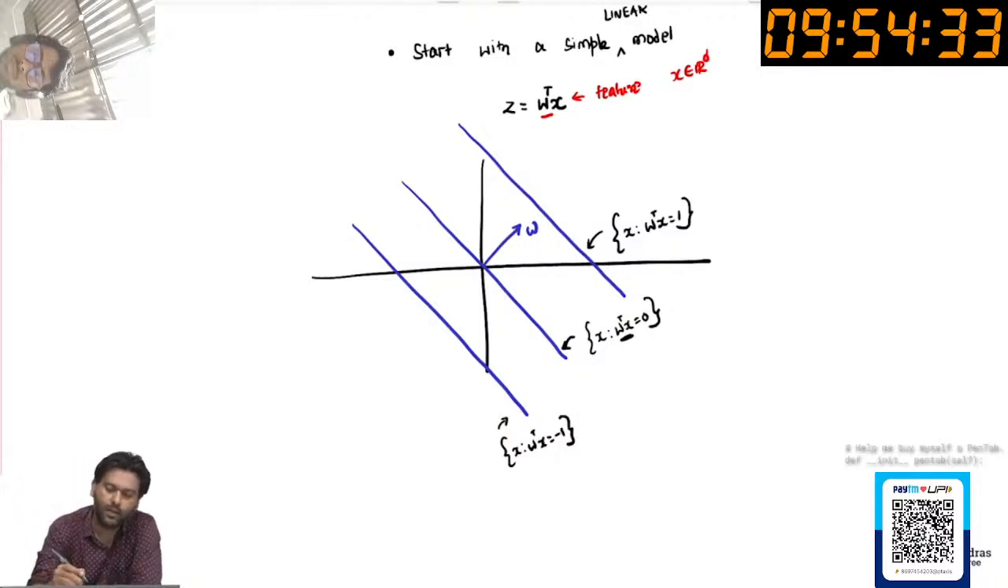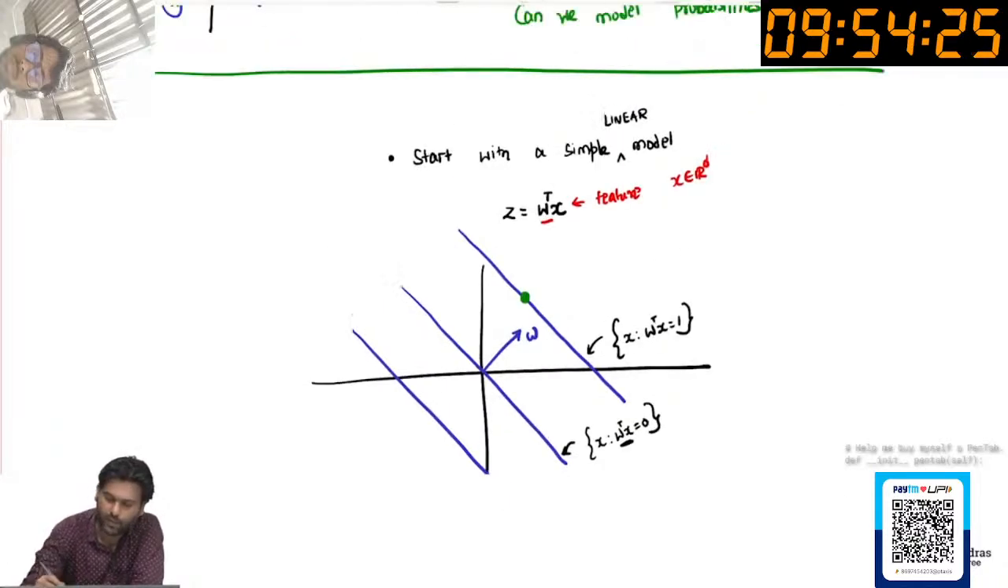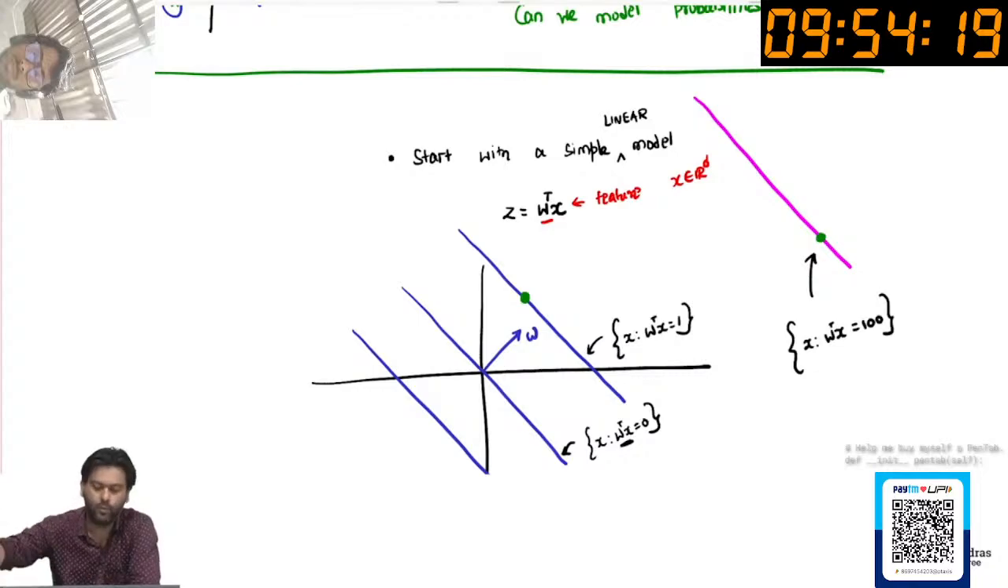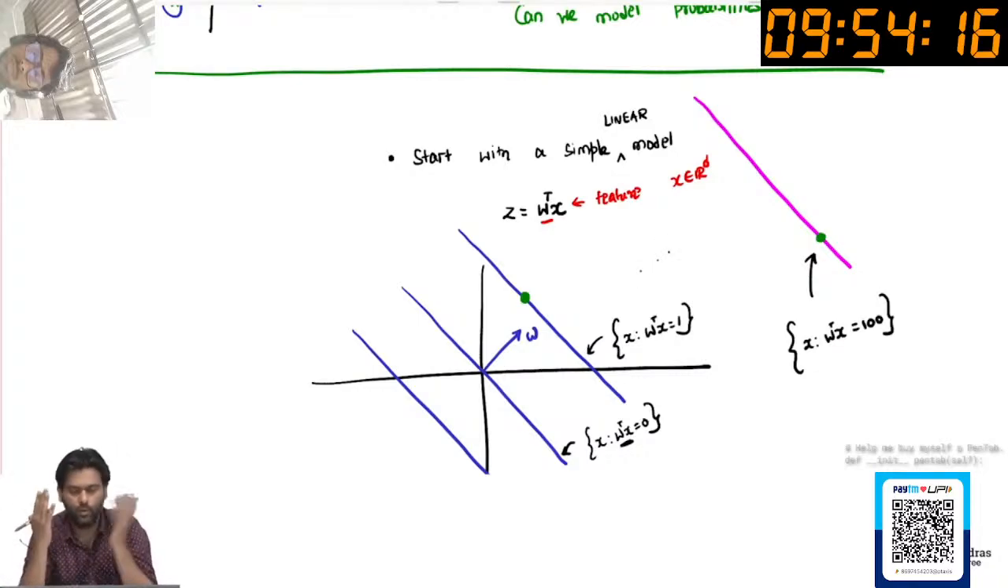But now there is a difference that we want to incorporate in our model between data points that are here and perhaps a data point which is maybe somewhere here, right? So maybe this is a line which also has a data point. Now this is the set of all x such that, let's say, w transpose x is 100. So if you move 100 units away, parallel, in the direction of the plane that separates, that is perpendicular to w.